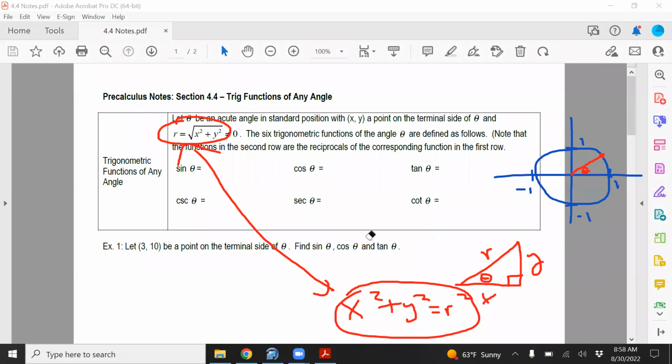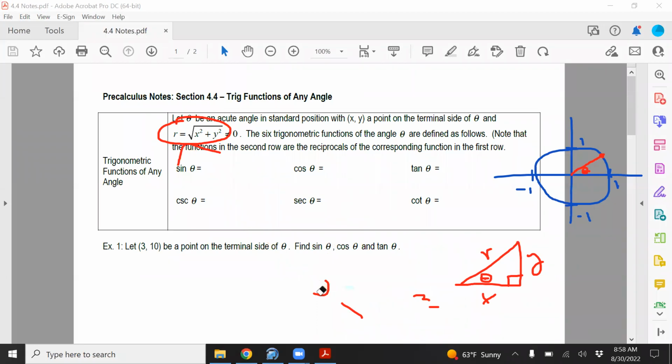So just backtracking a little bit. If we backtrack a little bit, sine theta, remember SOHCAHTOA, right? So sine theta, if you look at how it's set up, using this triangle here, sine theta would be what side over what side? It would be Y over R.